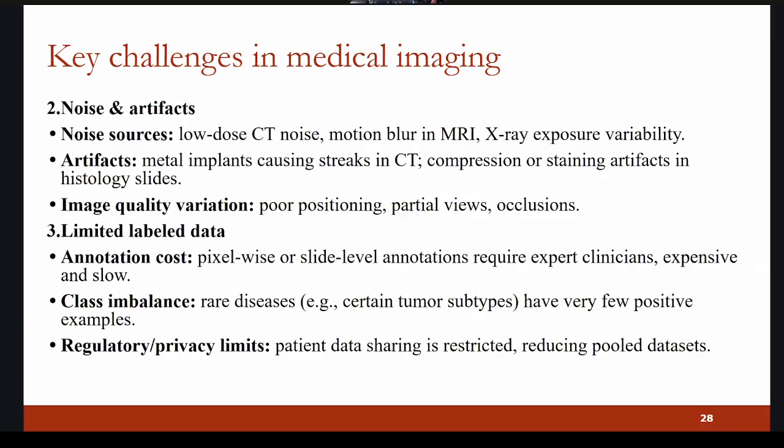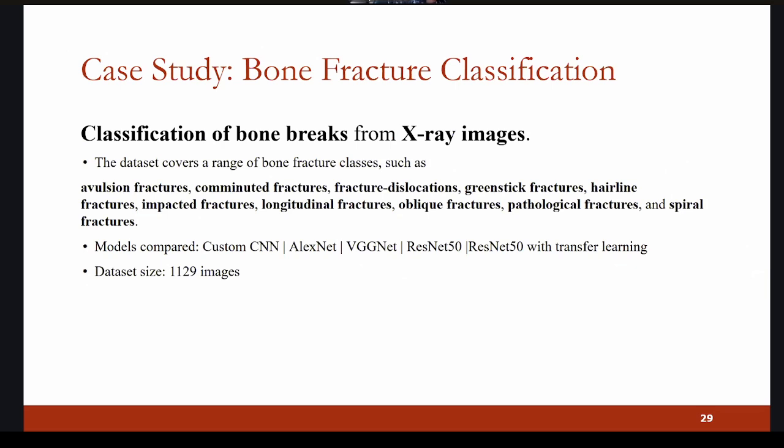Limited labeled data set, right? And image quality. With respect to image quality also, we are seeing so many problems. All these problems should be addressed when we are dealing with medical images. Okay, so let me show you the bone fracture classification. We have taken a data set from Kaggle, X-ray images. Okay, so the data set covers a range of bone fracture classes. So these are different classes which are given in that particular data set.